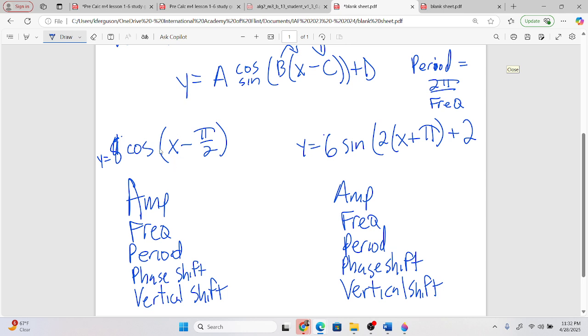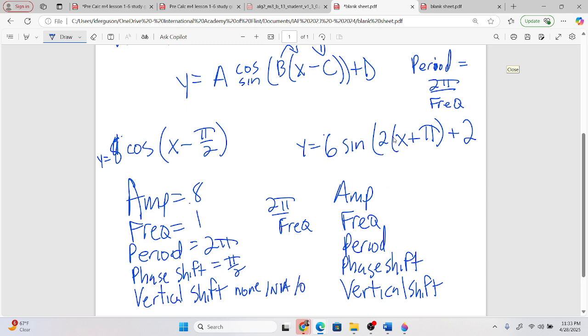So right here, my amplitude is 8. My frequency, there's no number being multiplied, so my frequency is 1. That means my period is 2 pi. Anytime your frequency is 1, it's just 2 pi, because remember, the period is 2 pi over frequency. So 2 pi over 1 is just 2 pi. My phase shift, see, it's the opposite of what I see in the parentheses. So it's minus 2 pi, or excuse me, minus pi over 2. And then there's no number on the outside, so that's none, NA, or 0. Either one of those is fine.